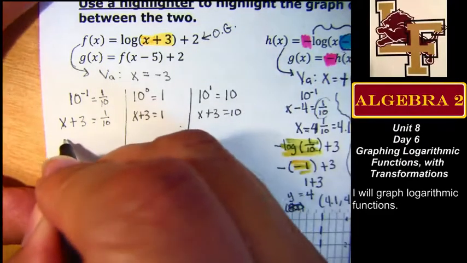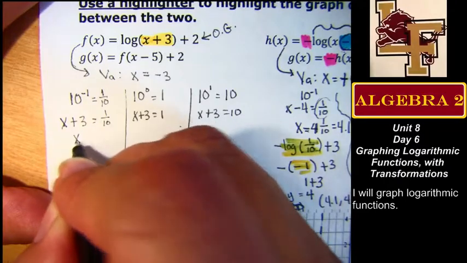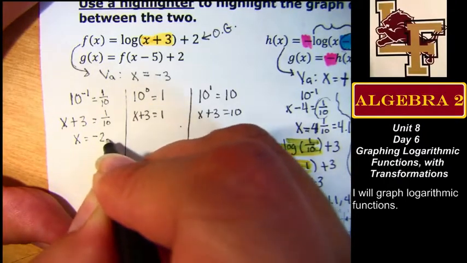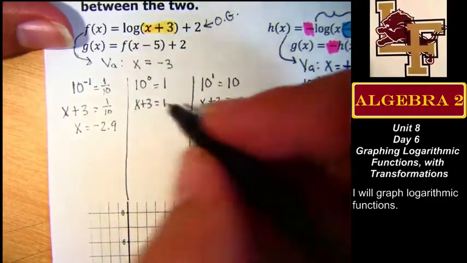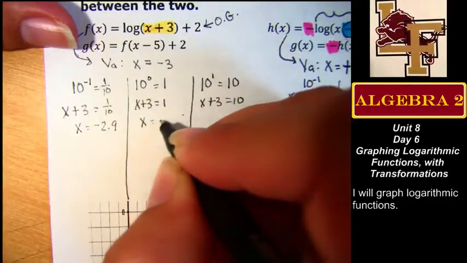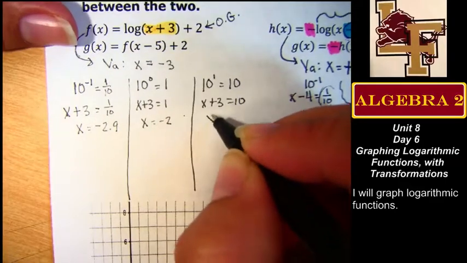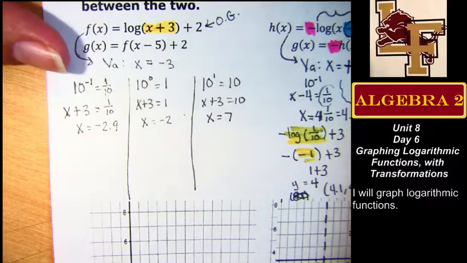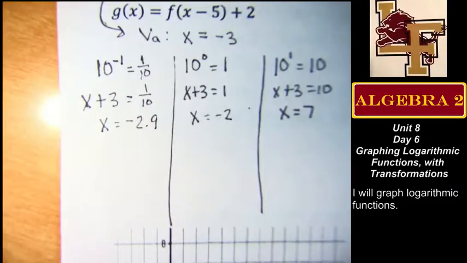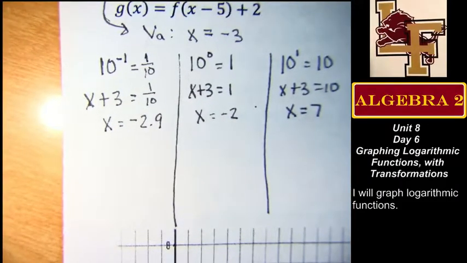All right, so here subtract 3 from both sides. That should be -2.9. This one, subtract 3 from both sides, this is -2. And this one, subtract 3 from both sides, I get 7. So when x is 7, I'm going to zoom in just a little bit more.